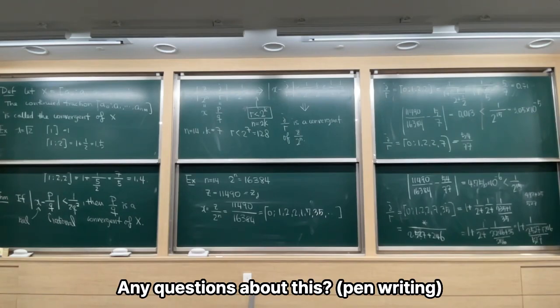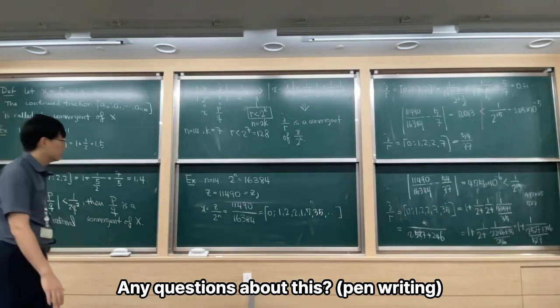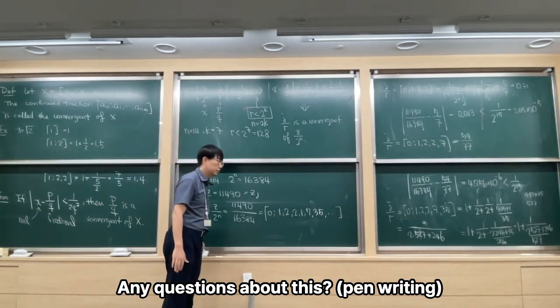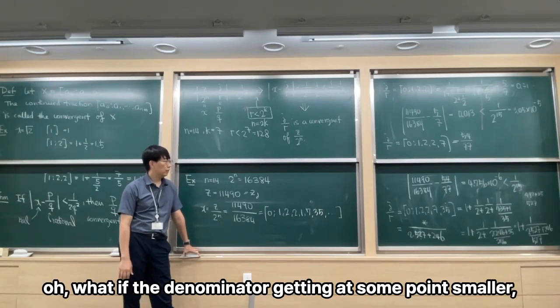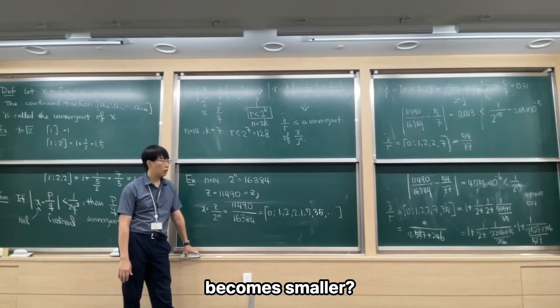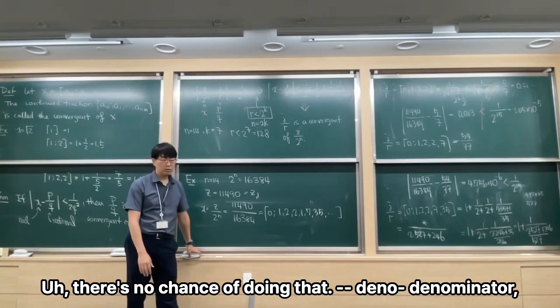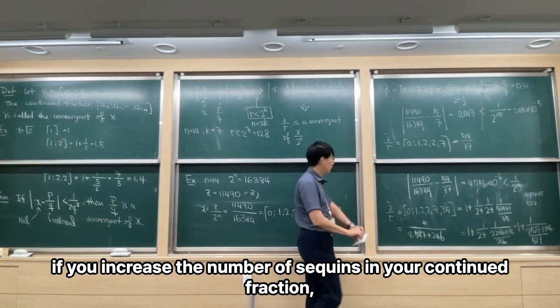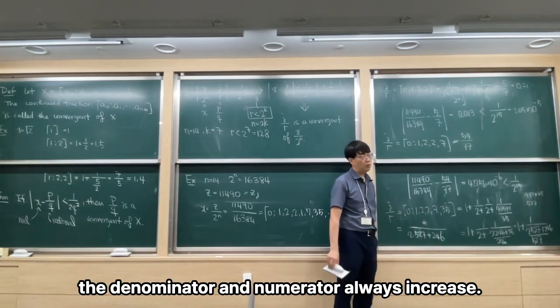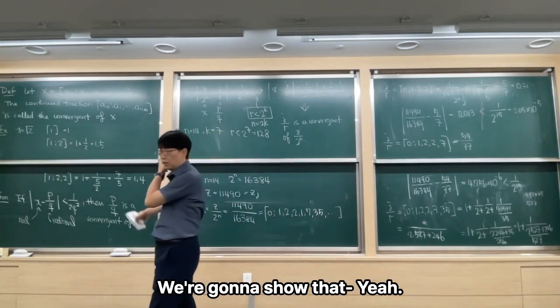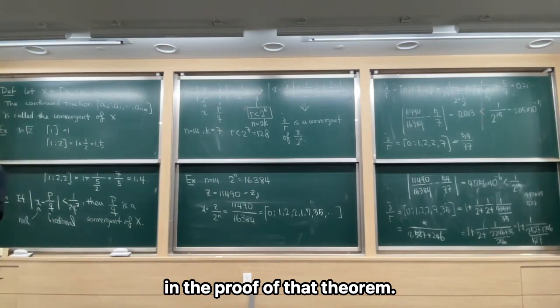Any questions about this? So you might ask, what if the denominator at some point becomes smaller? There's no chance of that. If you increase the number of terms in your continued fraction, the denominator and numerator always increase. We're going to show that in the proof of that theorem.